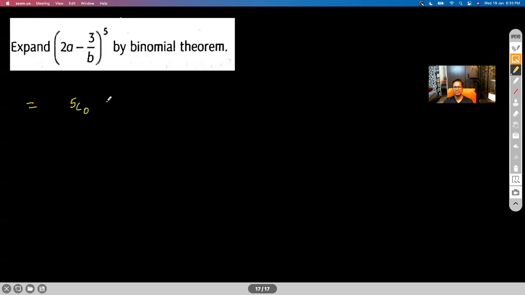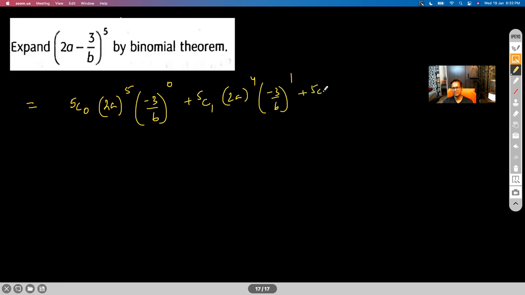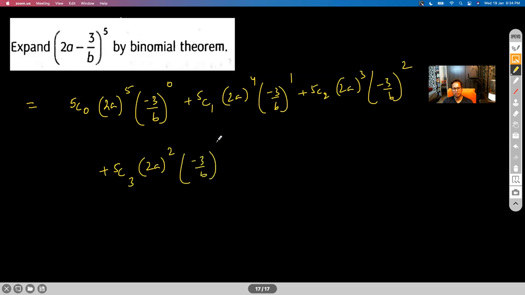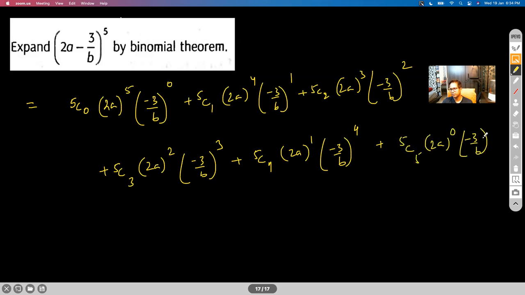The terms would be 5C0 (2a)^5 (-3/b)^0, 5C1 (2a)^4 (-3/b)^1, 5C2 (2a)^3 (-3/b)^2, 5C3 (2a)^2 (-3/b)^3, 5C4 (2a)^1 (-3/b)^4, and last is 5C5 (2a)^0 (-3/b)^5.